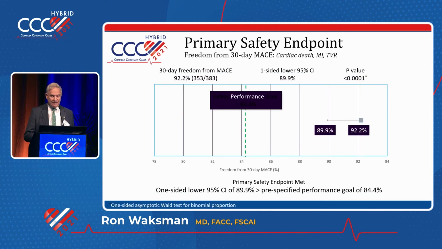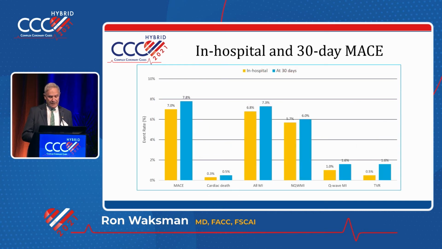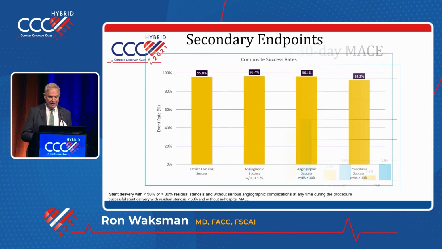These are the primary safety endpoints, which worked through a performance goal. We wanted to have a randomized trial, but there was no randomized trial. But it did meet the primary safety endpoint as shown here, and also the primary effectiveness endpoint. And these are the in-hospital and 30 days MACE, which were very low overall, 7% in-hospital and 7.8% at 30 days. And you can see here, very low event rate.